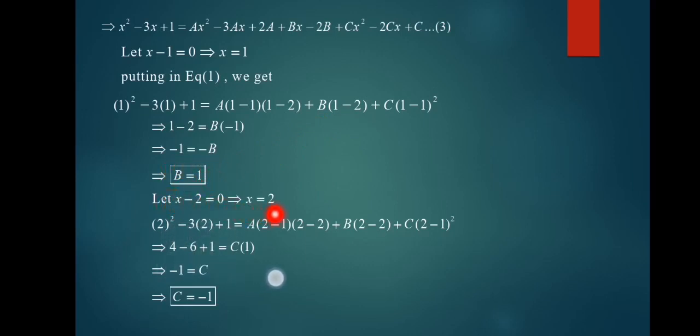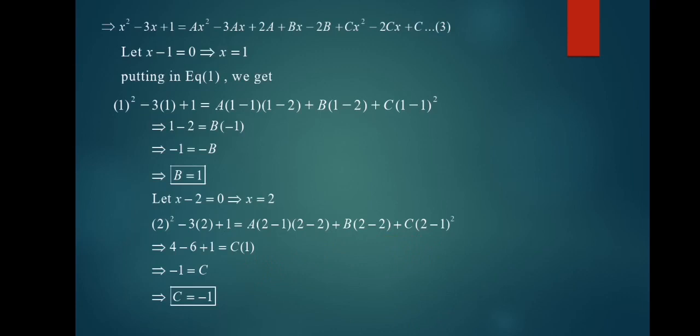Similarly, we will take the other linear factor, that is x minus 2, and we will apply the zeros method over it. Let x minus 2 is equal to 0. It will be equal to x is equal to 2. So we will be having 2 square minus 3 into 2 plus 1 is equal to a into 2 minus 1 and 2 minus 2 plus b into 2 minus 2 plus c into 2 minus 1 whole square, which will give us the value of c to be minus 1.